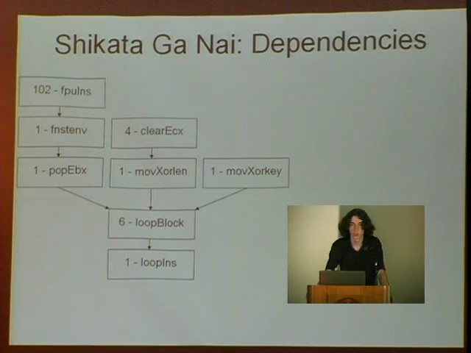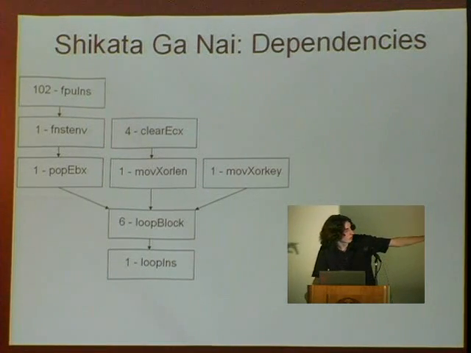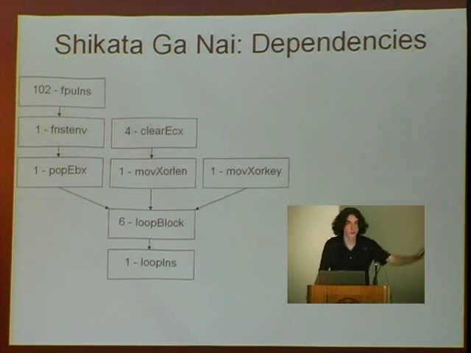For the loop block, pop EBX, mov-Zorlan, and mov-Zorkey must all have run before you can even get to the loop block. So this is just an idea of how these encoders actually achieve random ordering, because as you can see, nothing depends on clear ECX, FPU inst, and mov-Zorkey.